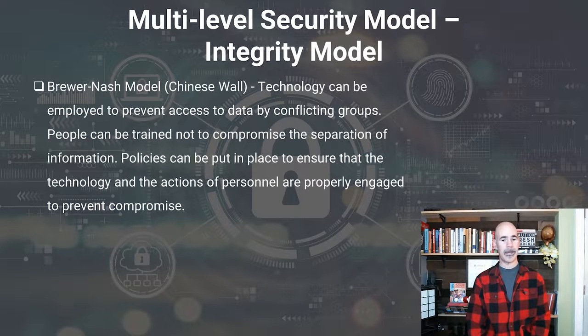The Brewer-Nash model, or the Chinese wall, means that technology can be employed to prevent access to data by conflicting groups. You don't want to cloud another group's judgment or change the integrity of another group by allowing them to have access to information from a partner group, even in the same organization.